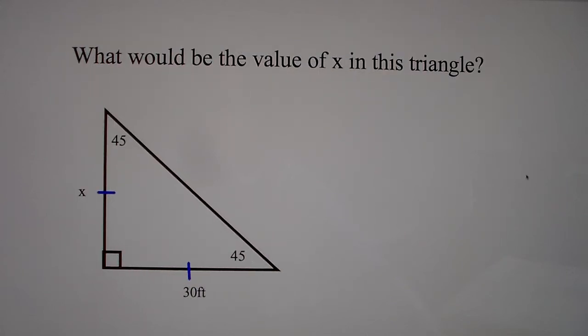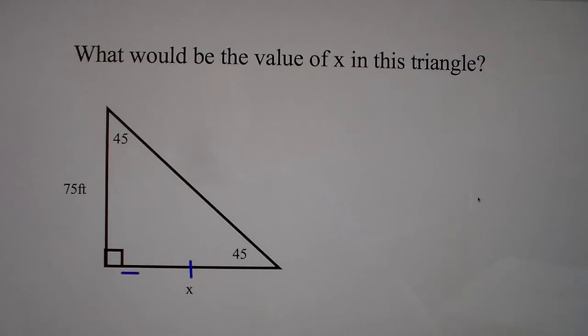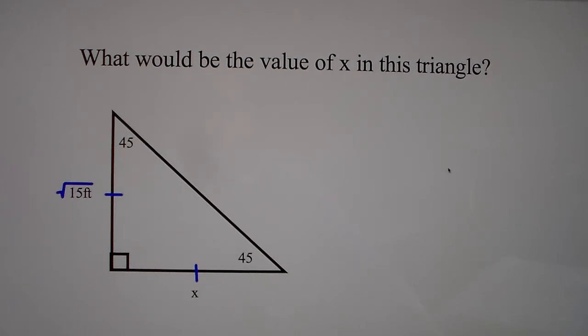Look at this triangle. Can you figure out what the value of x is? I bet you can, because you notice that 45, 45, this side length is 30 feet, that means this side length is 30 feet. On this one, if top to bottom is 75 feet, then you know the length of this side. The bottom is also 75 feet. Same goes with radicals. If this side length was radical 15 feet, or square root of 15 feet, that means this value of x is also the square root of 15.